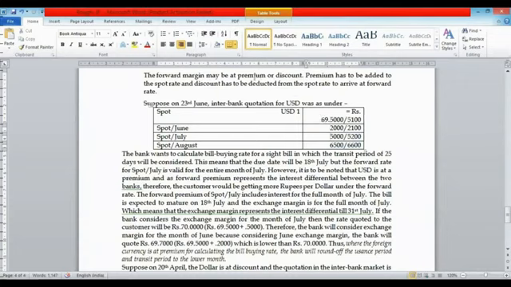And I already said that when it is premium, premium has to be added. Premium has to be added to the spot rate. So you can see here.